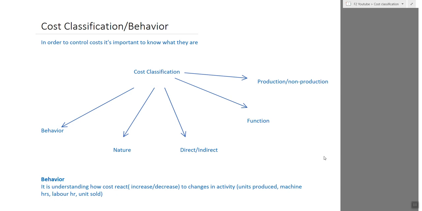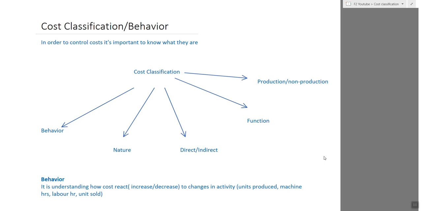Remember, in order to control costs, in order to manage costs, you need to understand how they behave. It's like with a disease. Nowadays, with coronavirus going on, you need to know what it is, and then maybe you will be able to control it. So we need to understand costs in order to maybe control them, estimate them, manage them.